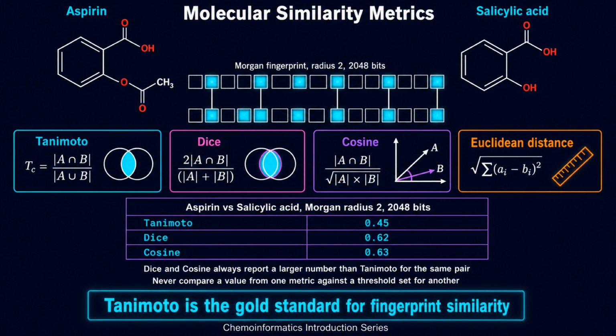Take aspirin and salicylic acid, 2 closely related molecules. With Morgan fingerprints at radius 2 and 2048 bits, Tanimoto gives 0.45, Dice gives 0.62, and cosine gives 0.63. Same pair, same fingerprint, 3 different numbers, so never carry a threshold from one metric across to another. For molecular fingerprints, Tanimoto is the gold standard because it handles their sparseness well.